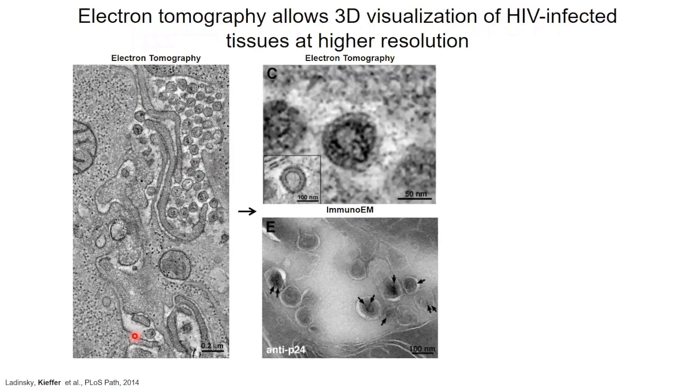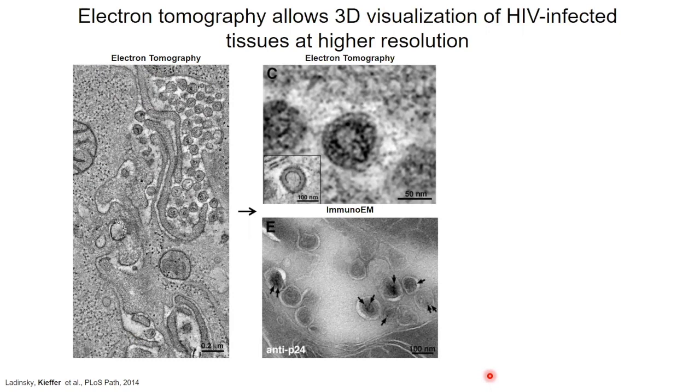But the other thing that we can do, which is really cool, and this is to give you an idea of the resolution and the questions we can address here, you can see the canonical cone-shaped core of a mature HIV virion, and we can distinguish that from the spherical capsid of an immature virion. And we've also done immuno-EM to show that these are indeed HIV virions, as opposed to a mouse colony that is infected with MLV or something like that. And so this is really important.